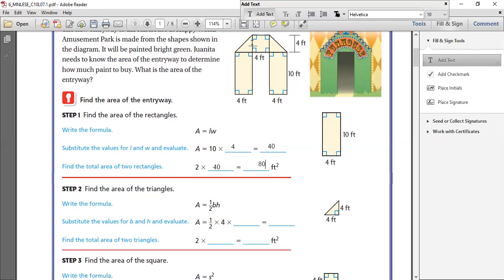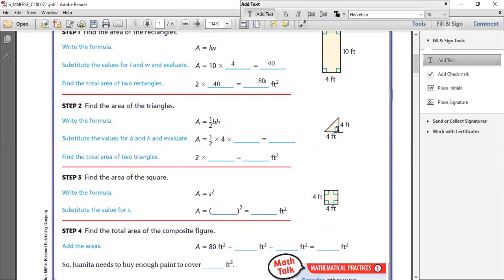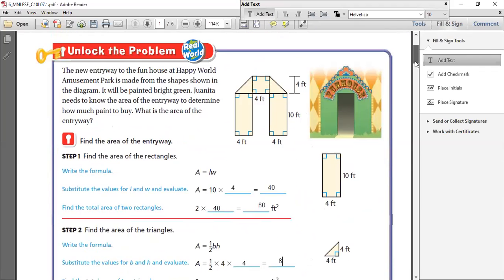Now in these composite figures, they will never give you the numbers directly, like beside the height they will not give you 4, so you have to look at the picture very carefully. Okay, so this is the triangle separately drawn for you. So the base is 4 and the height is also 4. So half multiplied by 4, that's half of 4 is 2. 2 fours are going to be 8. So this is the area of one triangle.